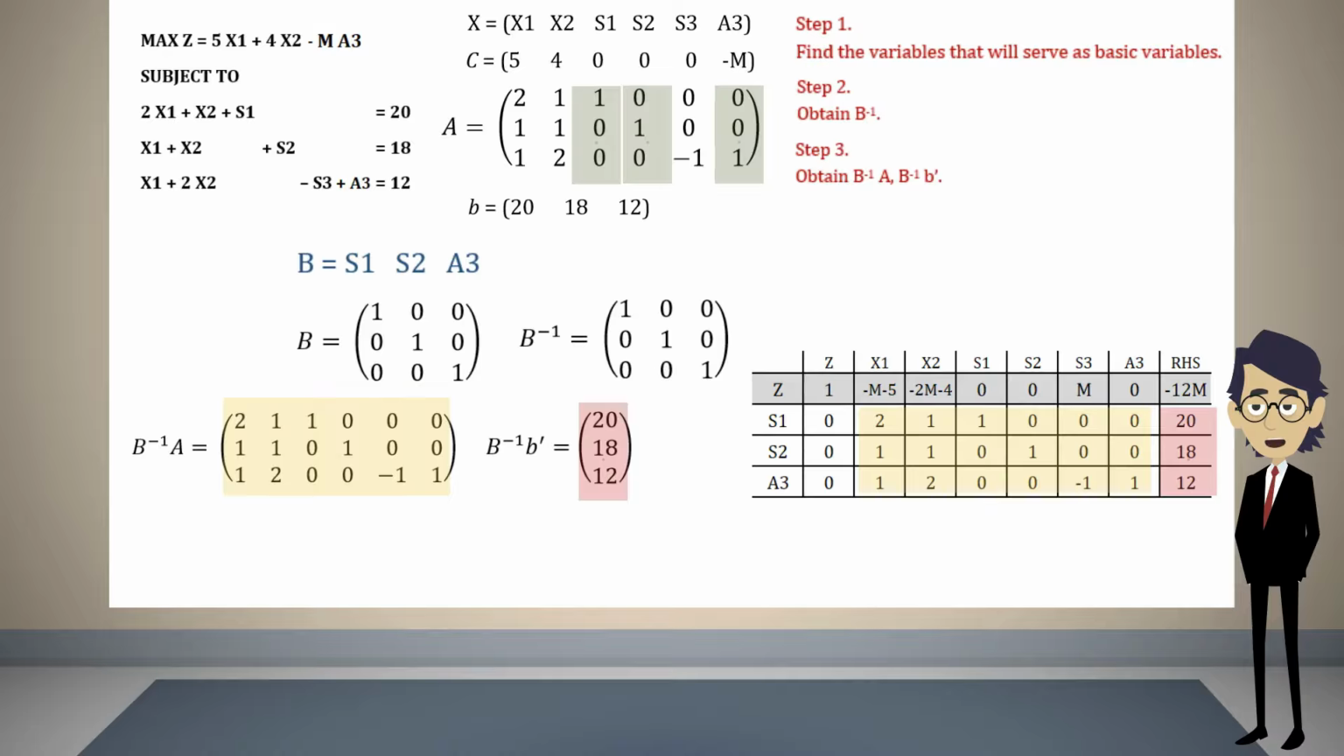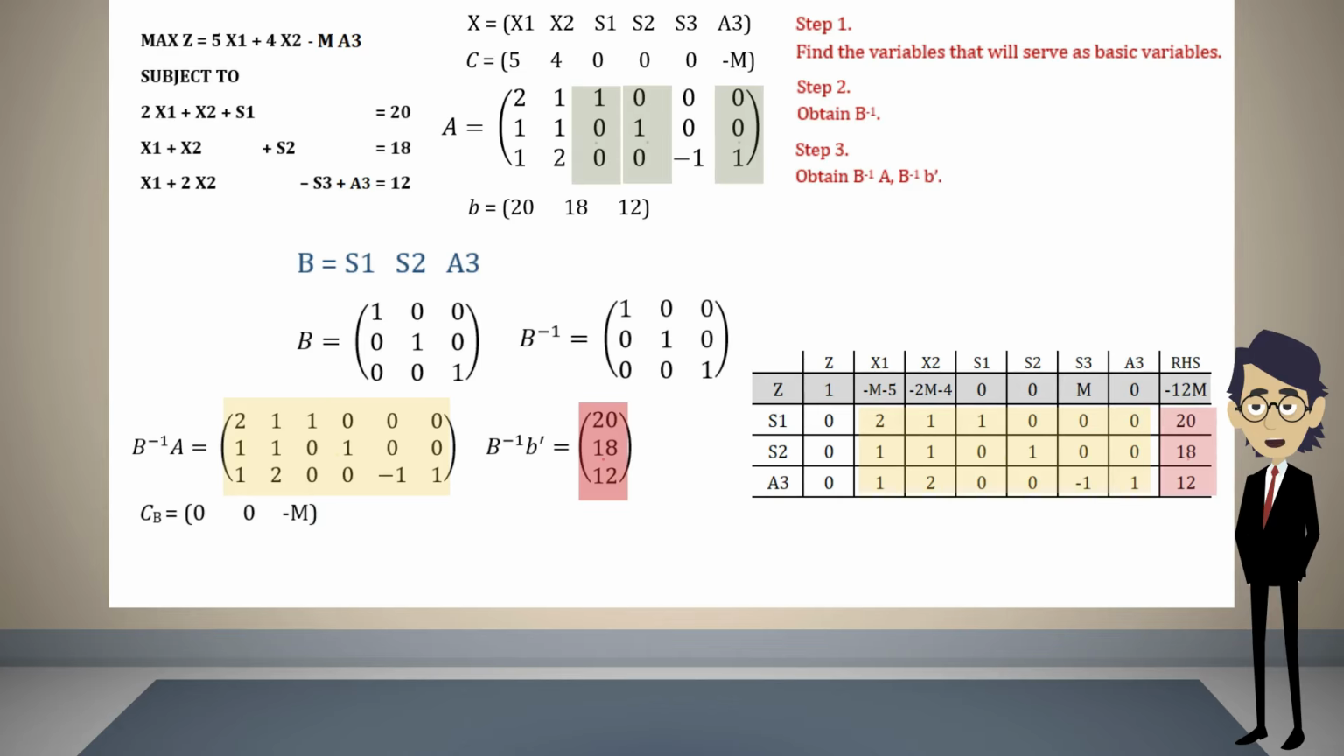As you can see, now we only need to compute the objective function row. To achieve this, we will create a row vector which will be called C sub b. The elements of this vector are the coefficients of the basic variables in the objective function. Recall that the basis consists of the variables S1, S2, and A3. The coefficient of S1 in the objective function is 0. The coefficient of S2 in the objective function is also 0. And the coefficient of A3 in the objective function is -M.